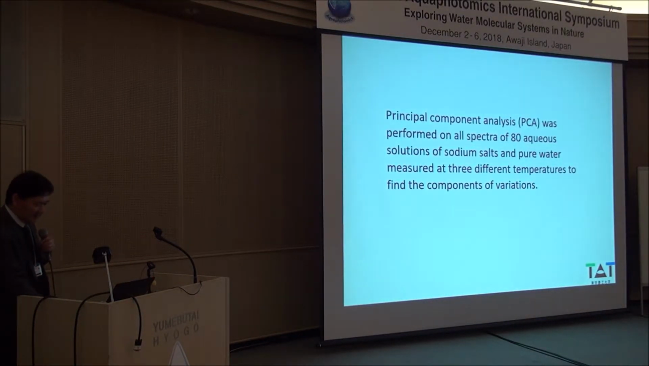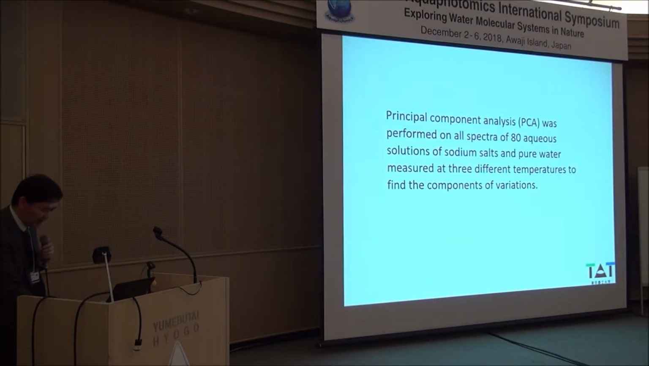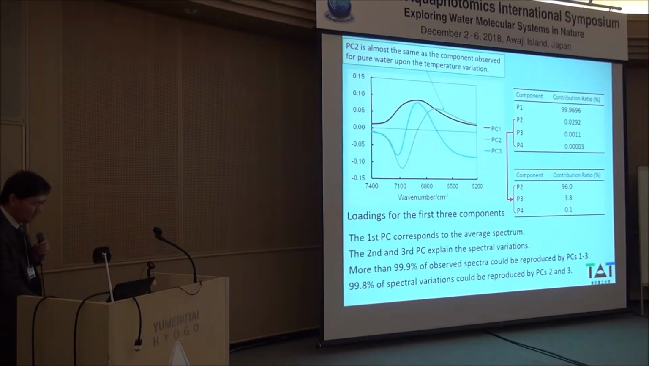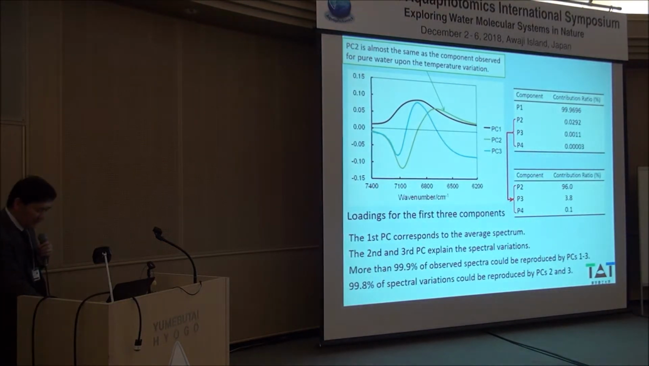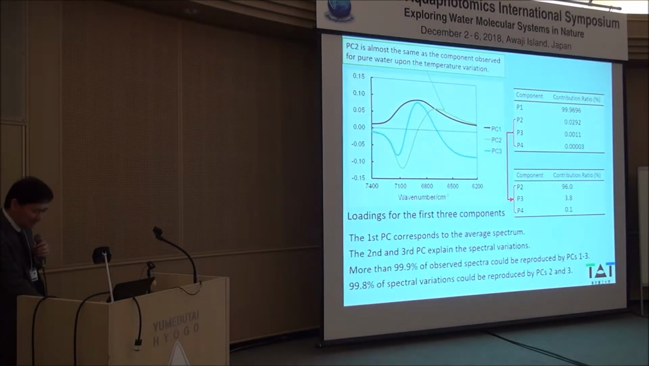In order to analyze these complicated spectral variations systematically, principal component analysis, PCA, was performed on all spectra of 80 aqueous solutions of sodium salts and pure water measured at 3 different temperatures. Results of PCA are shown here. Loadings for the first 3 principal components are shown. As the PCA was performed on the observed raw spectra without being mean-centered, the first component corresponds to the average spectrum. The second and third components explain the spectral variations.